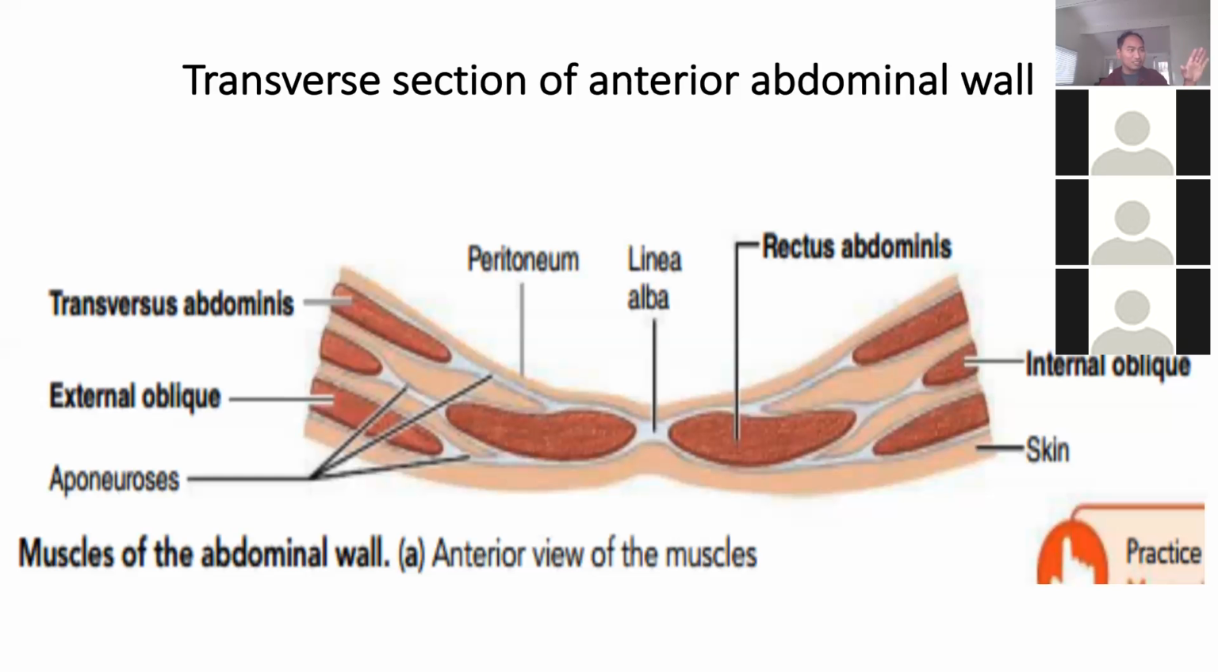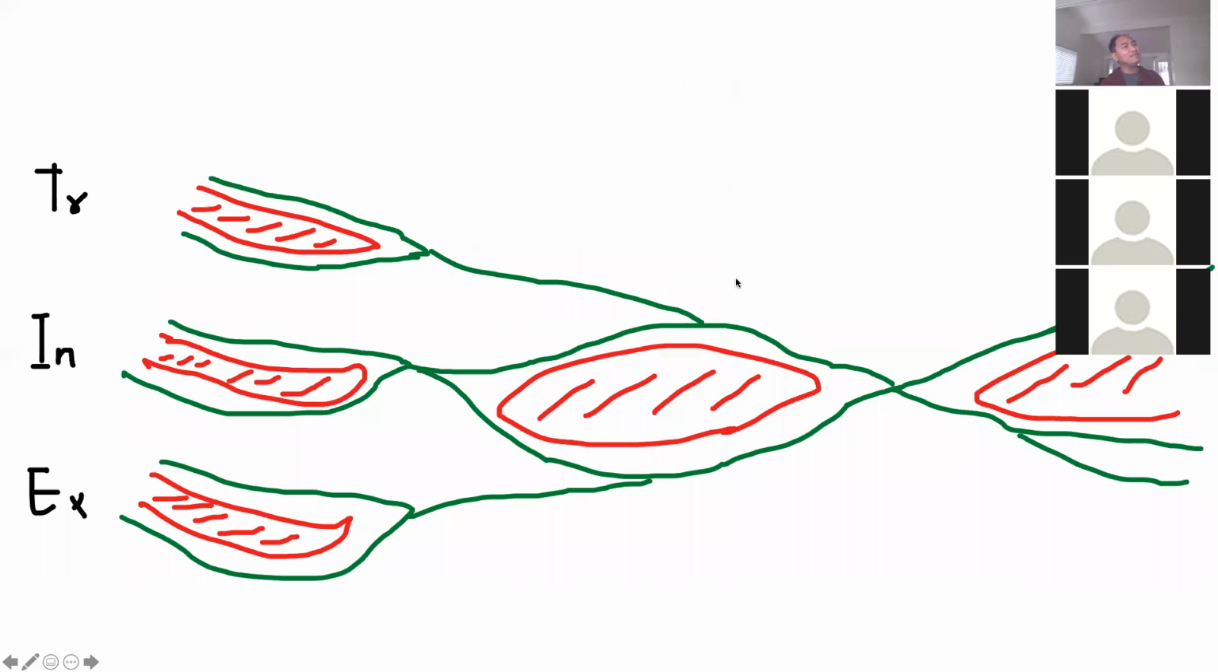This is the cross section, as we know. This is the right side, this is the left side, this is anterior, and this is the intra-abdominal. I'm just going to make it a little bit more clear. Now we can see much better. External oblique, internal oblique, and transverse abdominis. The internal oblique splits into two, anterior portion and posterior portion, and the anterior portion will fuse with the external oblique aponeurosis.